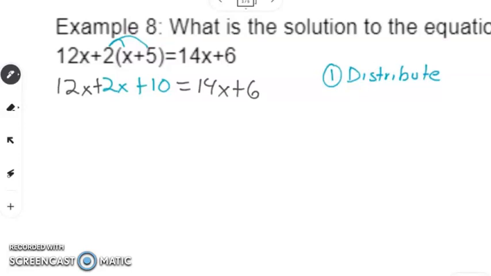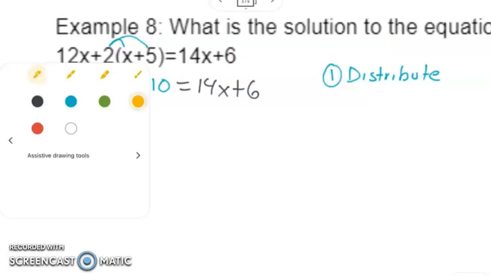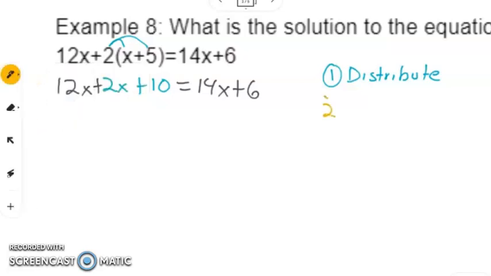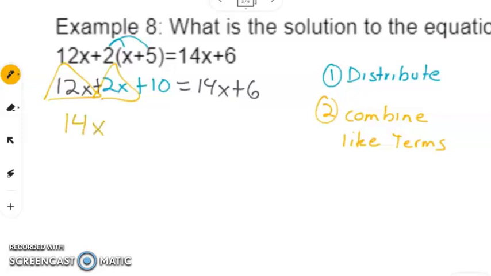Now step 2, once I've gotten rid of the parentheses, is to combine like terms. And remember that like terms have the same variable and the same power. So 12x and 2x, those are going to be like terms. So if I add the 12x and the 2x, I'll get 14x. So 14x plus 10, and then the rest comes down as 14x plus 6.